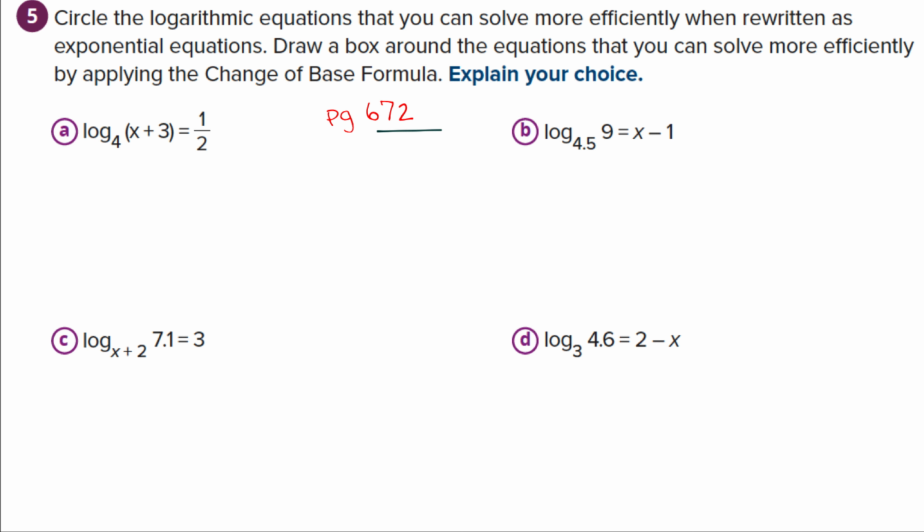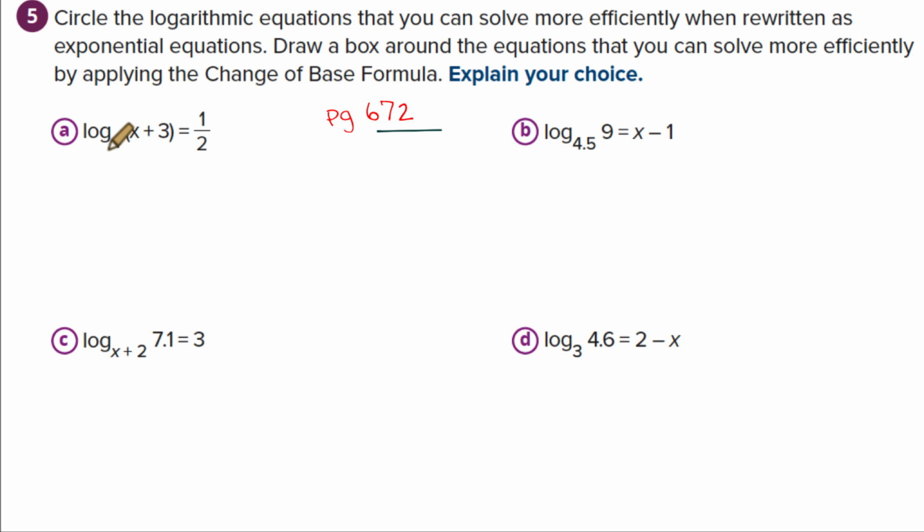I know the directions say circle the equations you can solve more efficiently one way or the other, but we're just going to start solving some of these. And again, I might do them different ways. There are different ways to do these, and no way is necessarily better than the other. It's whatever you enjoy doing. So let's actually just figure this one out.